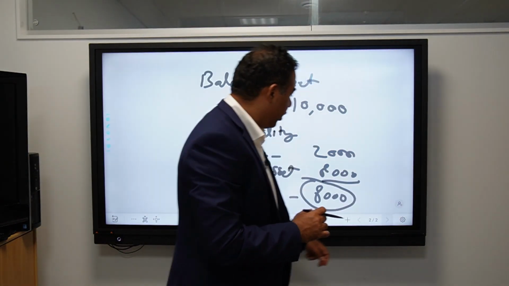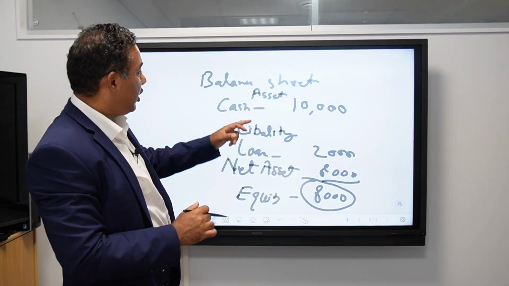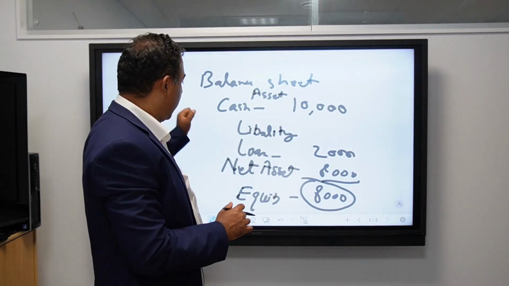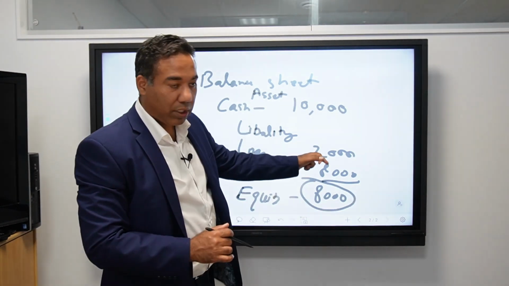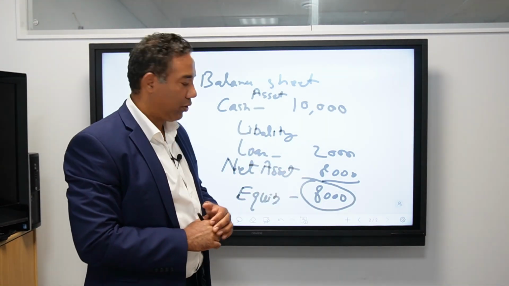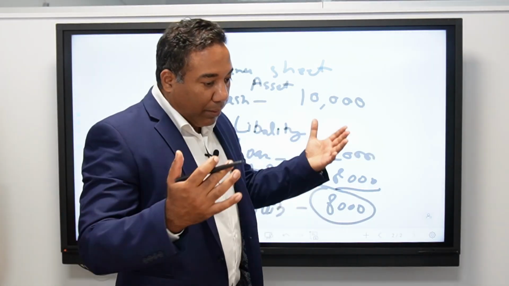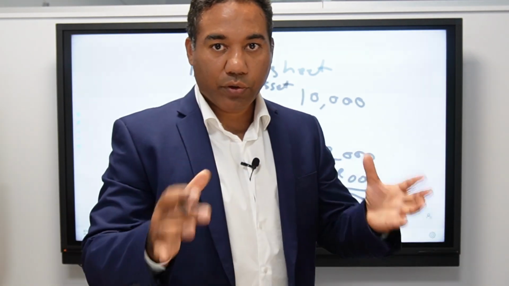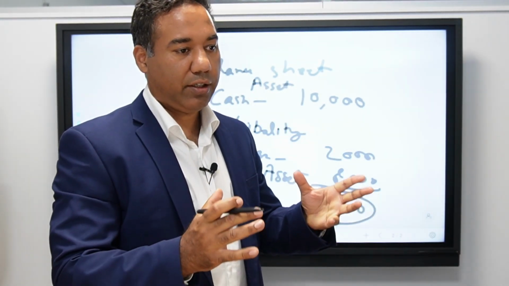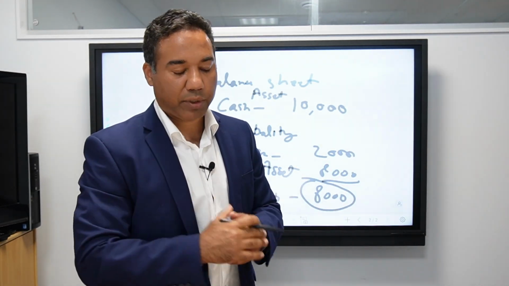So what is equity? If this is presented in the balance sheet, in simple form, in the asset section cash will come $10,000, and in the liability section loan will come $2,000, and net asset will be $8,000, equity will be $8,000. So net asset is equal to equity. Now what is this equity? Might need a separate video for that, but right now equity is as simple as this: current year earning or retained earning of prior year.